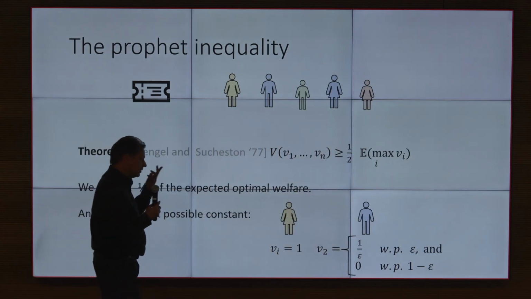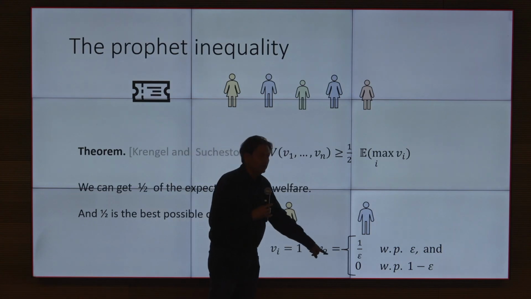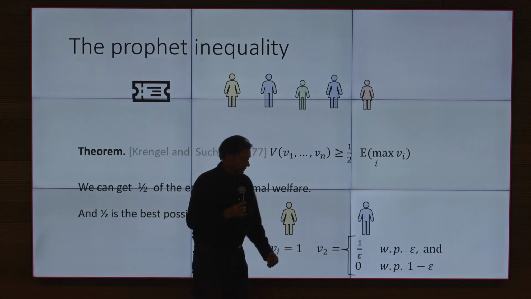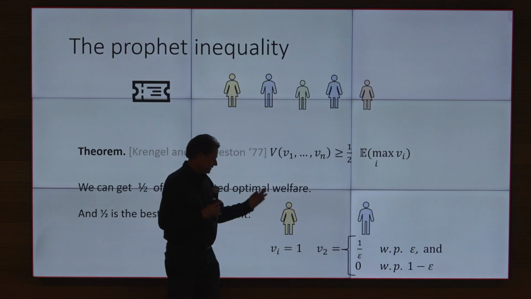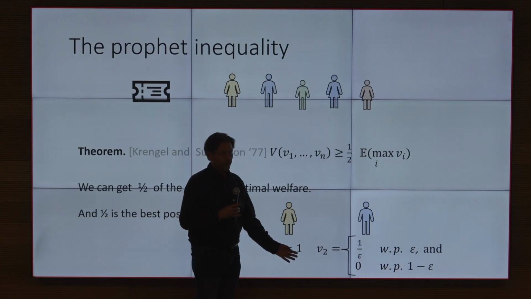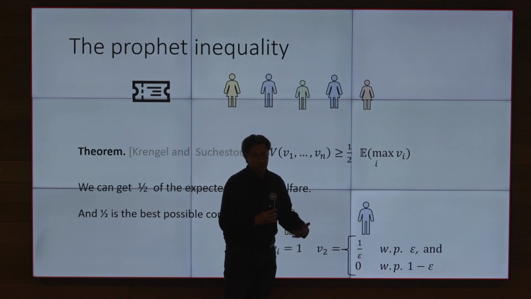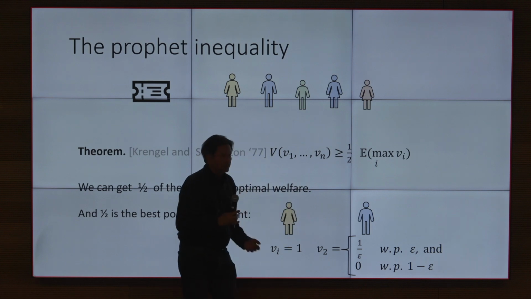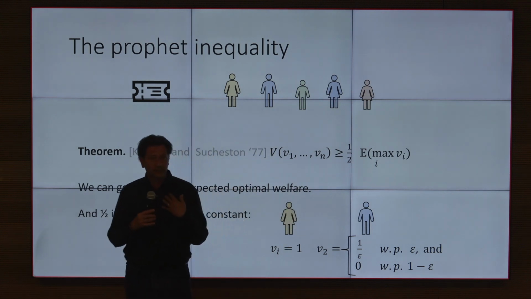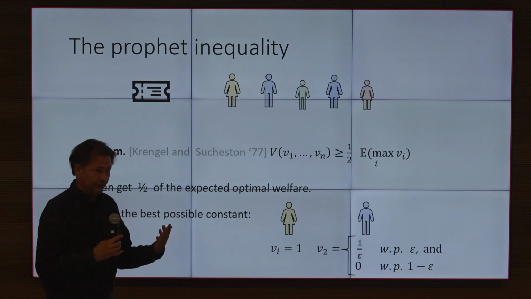The key observation is that the expectation of V2 is 1. Therefore, when you play online and see the first valuation, you see a 1. You compare against the future, which is also a 1. You are indifferent, so you stop. So the value that the online decision maker will get is 1.